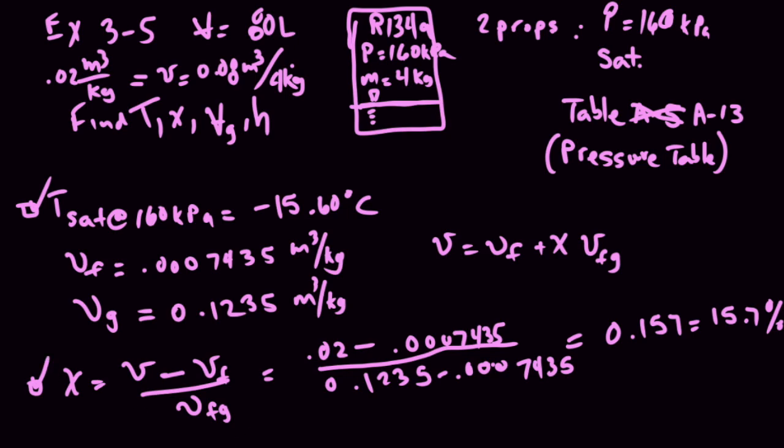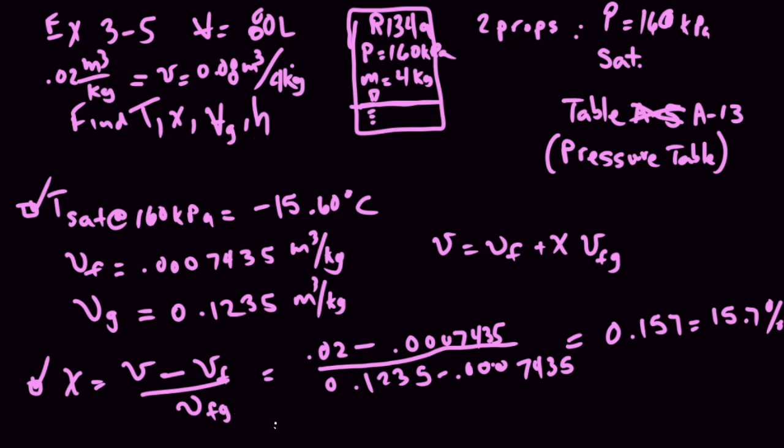And now we need to find the total volume. Well, let's just leave it at that. We've already talked about how to find the total volume. All we need to do is find the volume of the vapor, and you can go ahead and look at the example to find how to do that.